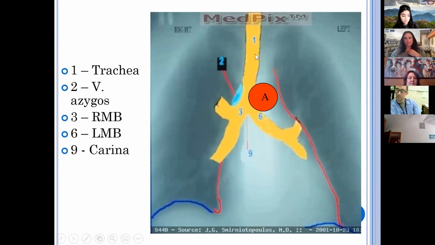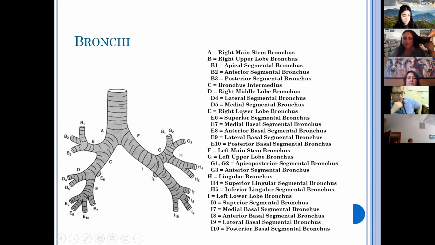This is just another view of that. You've got the azygous vein here, the right main stem, the left main stem, and the carina. And this is a picture of the bronchi starting from the trachea and the carina here, which aren't labeled, but we go into the right main stem and then up into the right upper, the bronchus intermedius, which goes into the middle and the lower, and then the left, which goes into the upper and the lingula, and then into the lower. And those are broken down further and further, but I'll leave this here just for your reference.